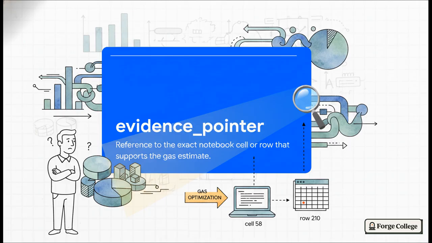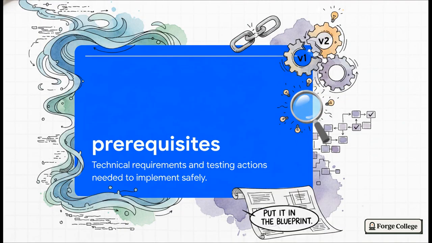An evidence pointer is a concise reference to the exact Jupyter Notebook cell ID or the aggregation CSV row that completely supports your estimate. It is the irrefutable proof you bring to a skeptical client. If they question your 210 gas savings, you don't get defensive or argue, you just point them straight to Notebook cell 58. Done.